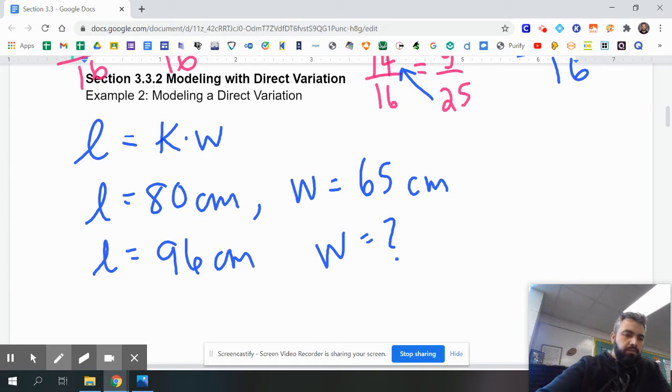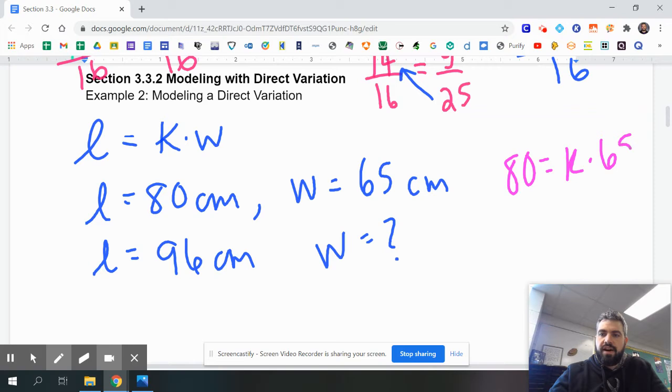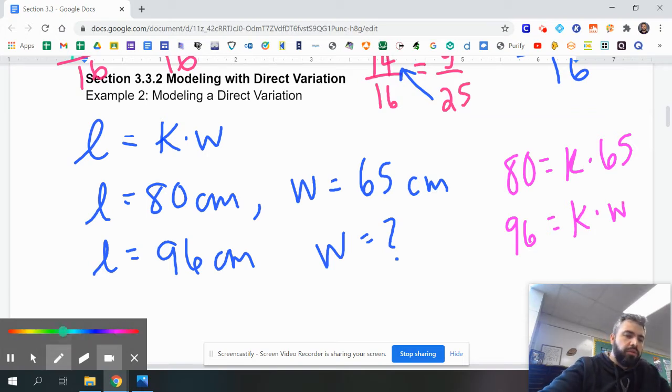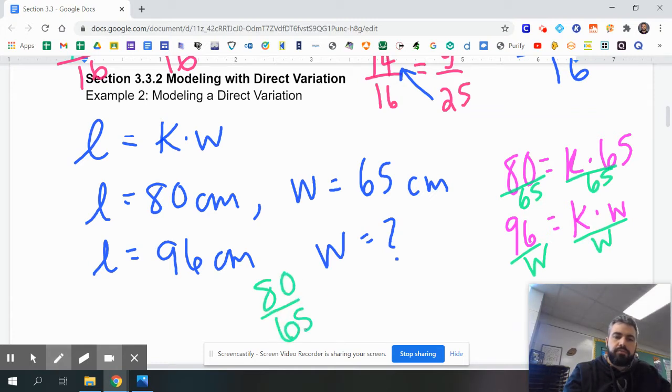So let's try it. I'd say 80 is equal to K times 65. And I have 96 is equal to K times W. Don't know what it is, right? And so my job then is I need to solve this. I can solve them both for K, because if they're both solved for K, they're both solved for the same thing. So divide by 65, divide by 65, divide by W, and divide by W. Now they're both equal to K, right? And so we're going to set up like this. We're going to say 80 over 65 is equal to 96 over W.